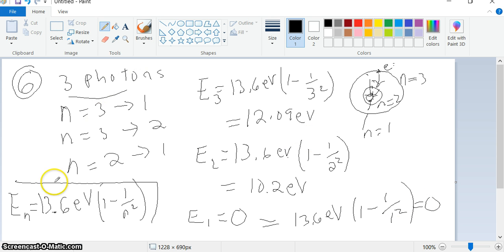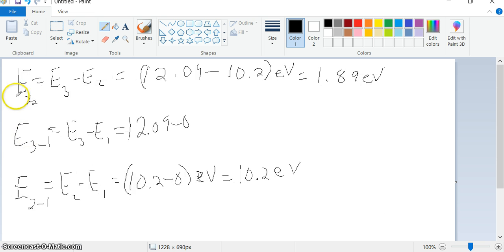All right, let's continue. The basic idea, now that we have the energies in the n equals 3 state and the n equals 2 state, is we can use the Bohr model of the hydrogen atom, which says the energy of a photon that goes from n equals 3 to n equals 2 is just the difference in the energies.